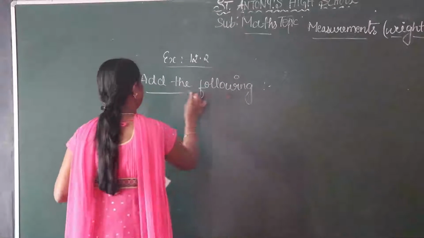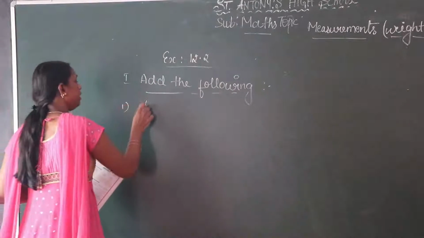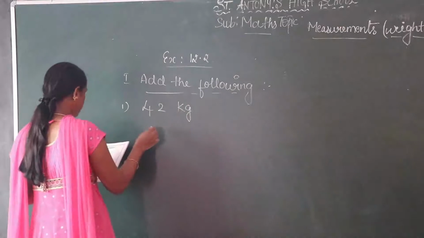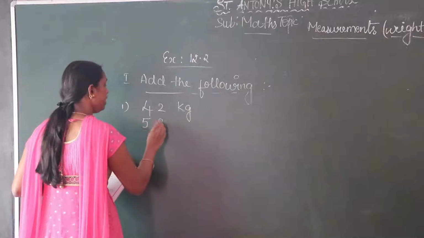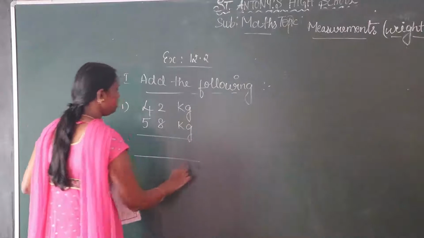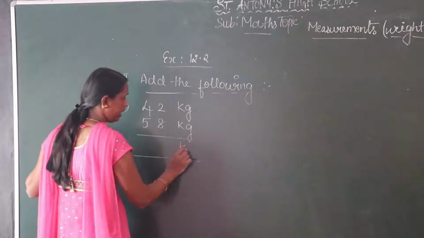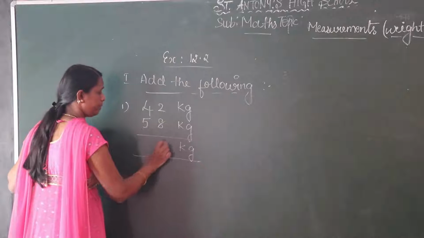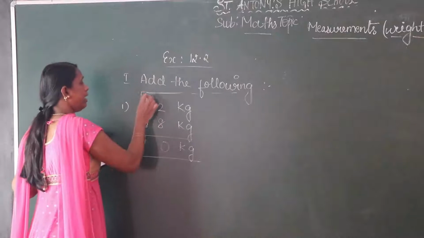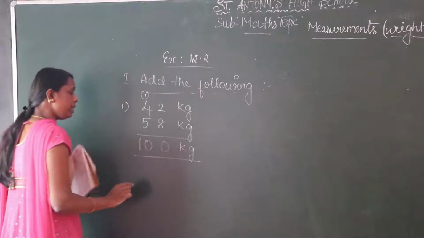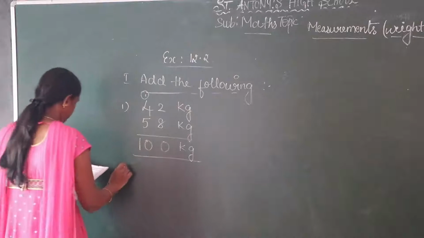First one, 42 kg. Write down the number spaciously. 58 kg. Add the numbers. Write down the unit, kg. Children, 2 plus 8 how much? 10. Here 0, 1 carry. 1 plus 4, 5. 5 plus 5, 10. Answer is 100 kg.